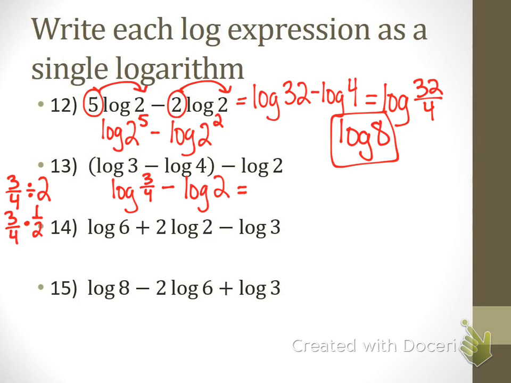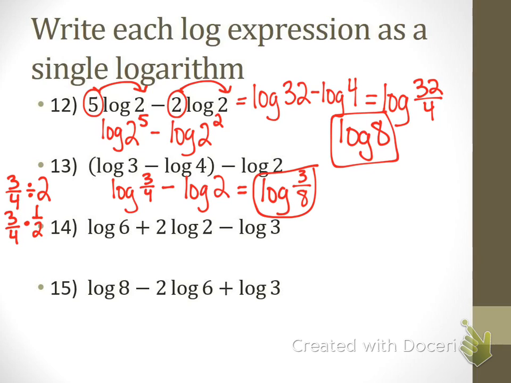Okay, so this is going to become log of what? That's 3 over 4 times 1 over 2. How do we multiply fractions? Multiply across. 3 times 1 is 3, 4 times 2 is 8. So it should become the log of 3/8.